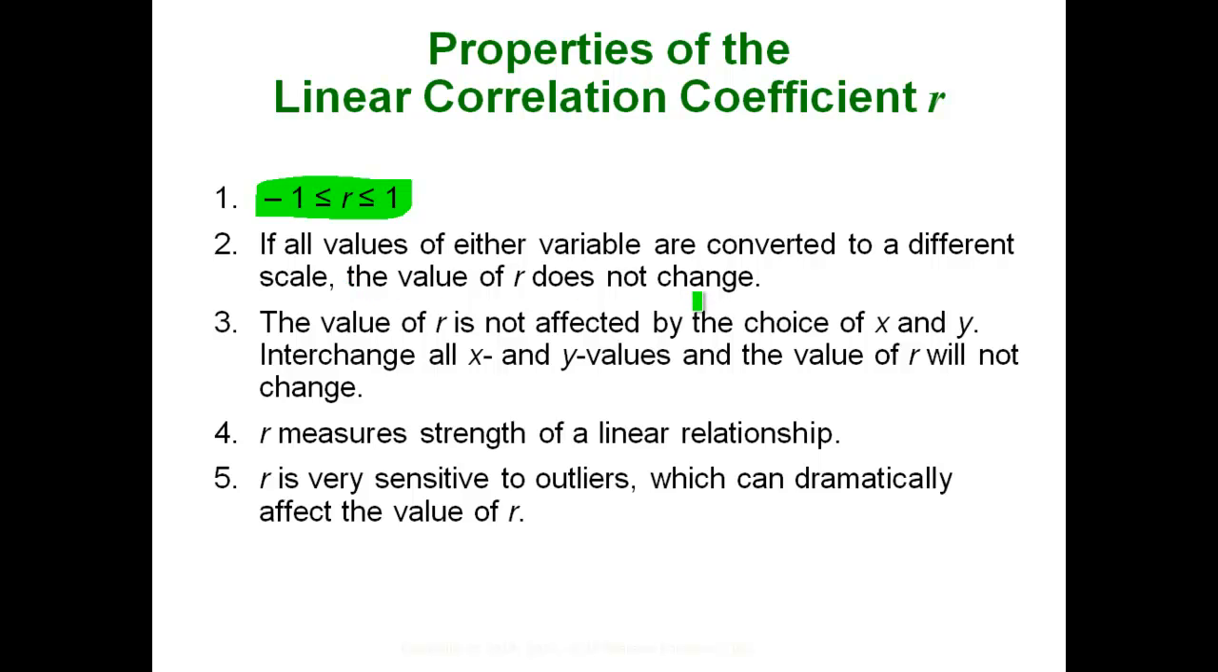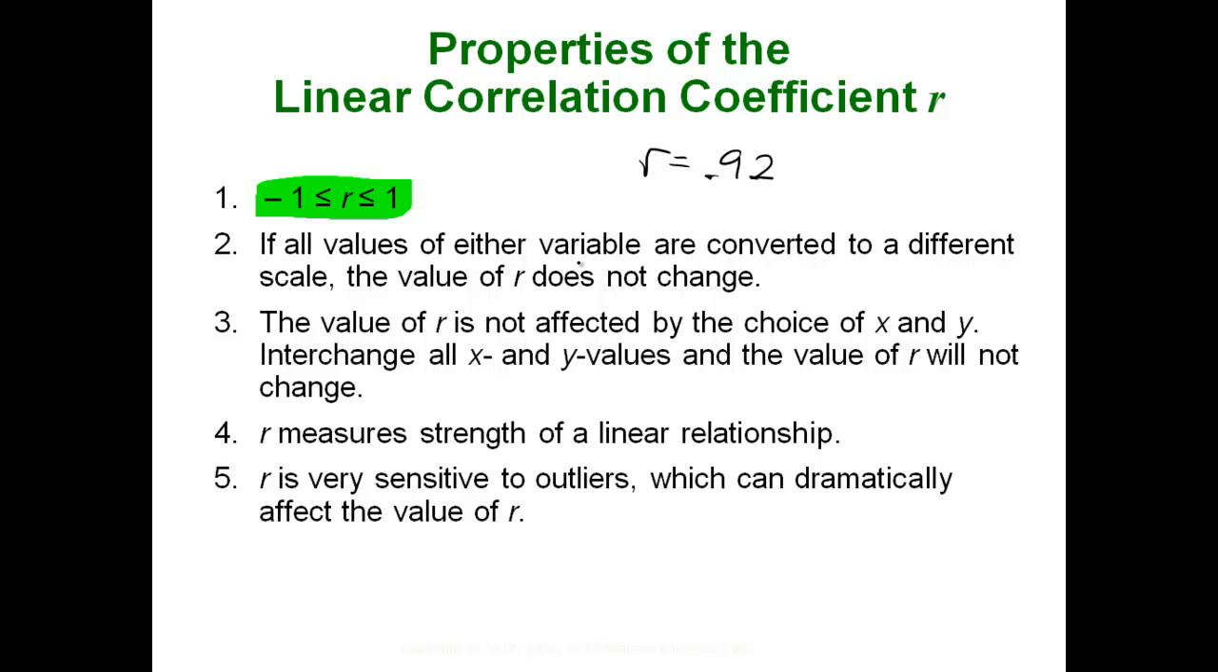If all the values of either variable are converted to a different scale, the value of r does not change. That's really important. So if you were measuring, let's say, the length of your femur bone and your height, we know that those two lengths are very strongly correlated. If you listed the length of your femur bone in inches and then your height in inches and ran the data, and let's say you got an r of 0.92, which actually isn't too far off for that type of data.